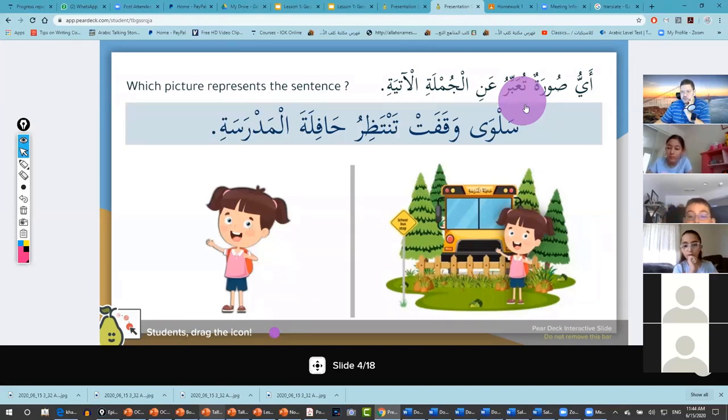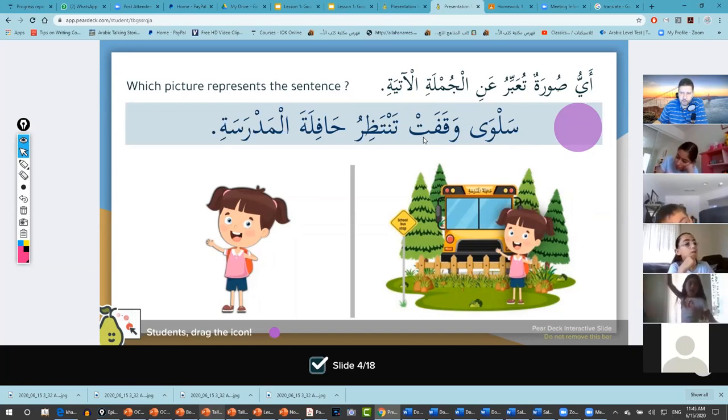So, أي صورة تعبر عن الجملة الآتية؟ I want to put the circle on the right picture. Read it, Lilas. Lilas, اقرأي. سلوى وقفت.